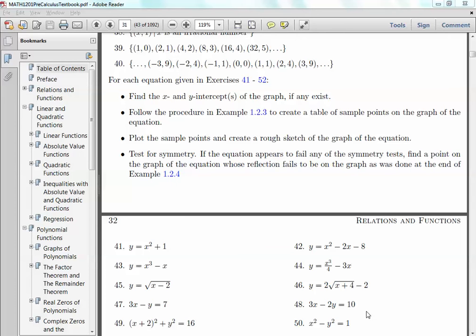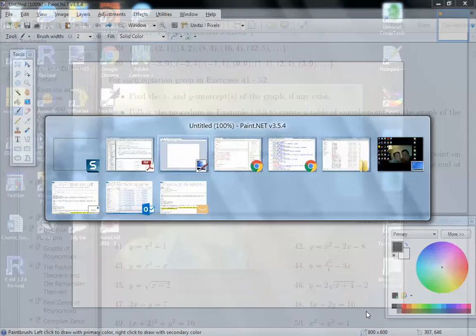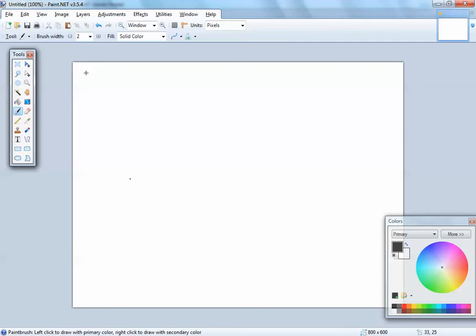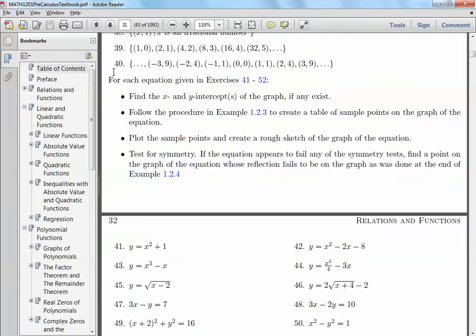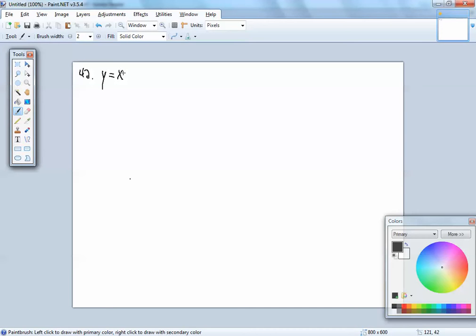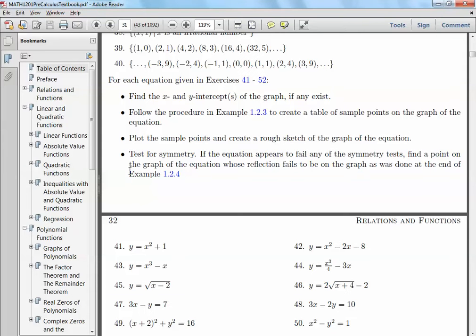Okay, let's take a look at 42. We have y is equal to x squared minus 2x minus 8. And so for each equation given in 41 through 52, find the x and y intercept.